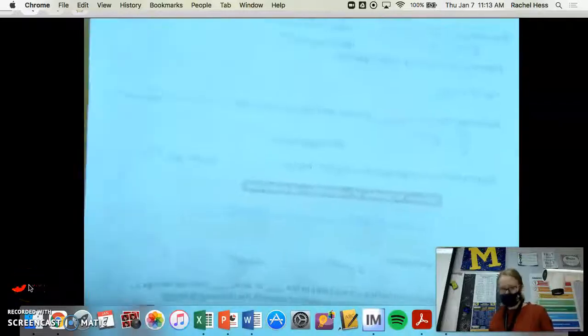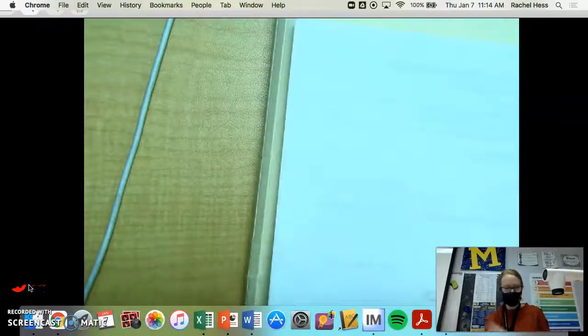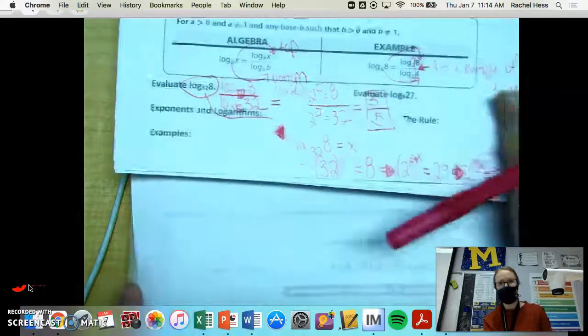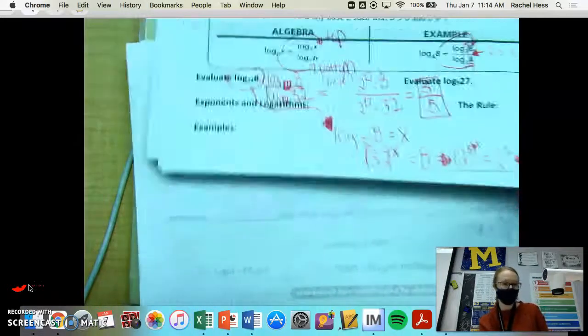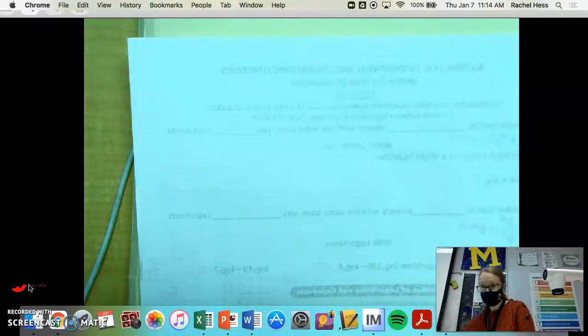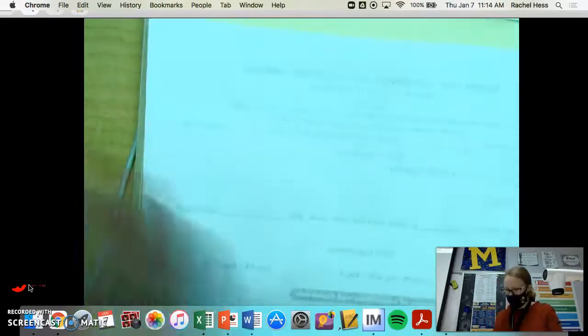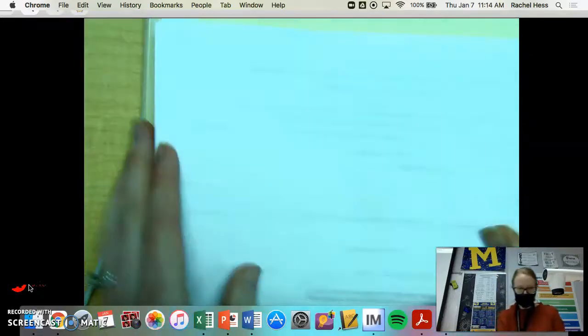Once again, I'm going to go through these examples that were on the bottom of this page, but I need more space because I have ginormous handwriting. So that's what I'm going to do, I'm going to use more space. So once again, I'm just going to use the bottom examples.